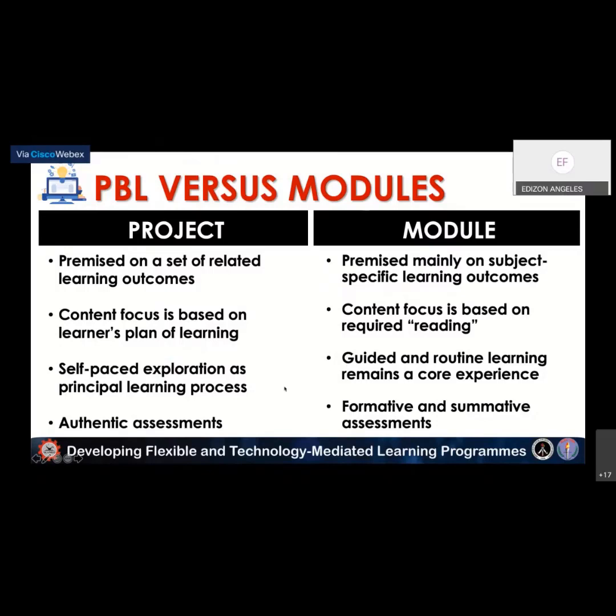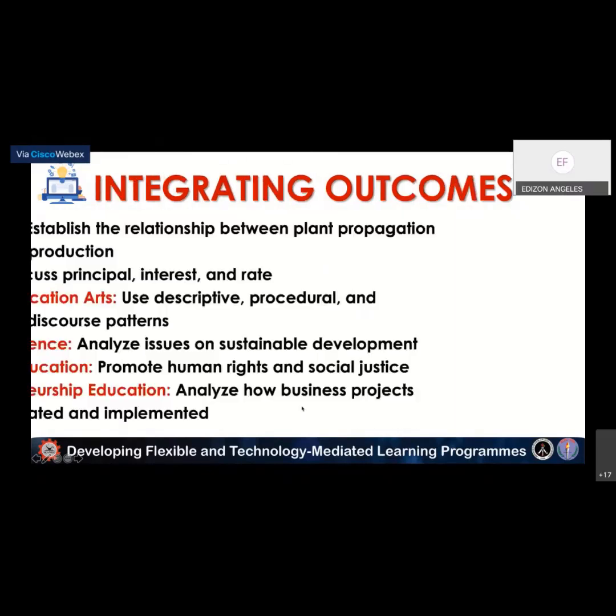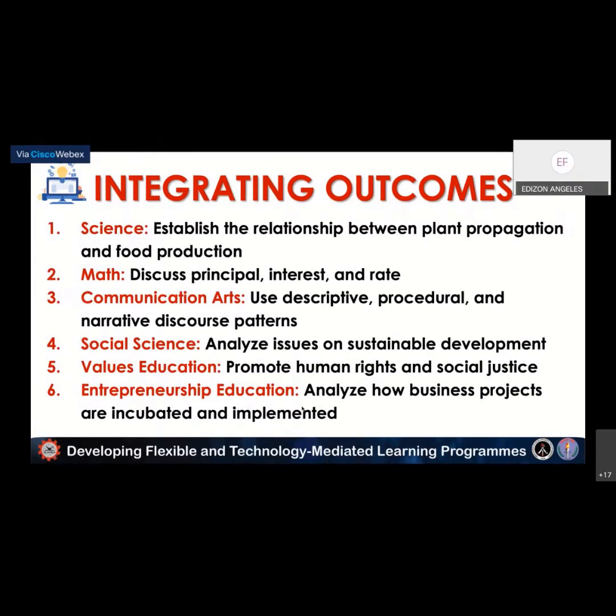On the screen, I'm showing you what we call creating project-based learning units, where you integrate learning outcomes that are called from several disciplines and can create a context for meaningful learning. So here you see the learning outcomes of science, math, communication arts, social science, values education, and even entrepreneurship education. The goal of the teachers of these subjects is to engage students in real-life learning experiences where they get to solve problems even remotely.